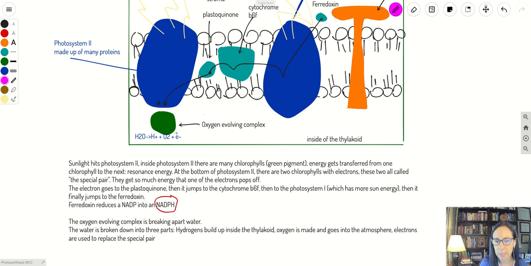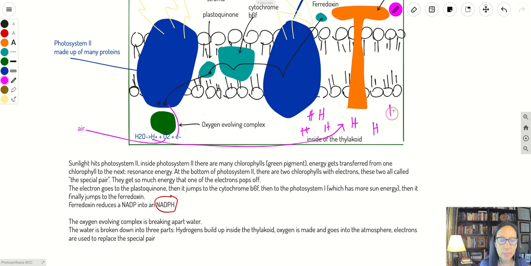I'm going to draw this in pink. This electron goes here. The oxygen goes to the air. And then these hydrogens are going to go over here and build up inside the thylakoid. So I'm going to draw H's here. There's going to be a lot of H's, and we have so many H's inside that there's going to be a massive buildup of H's.